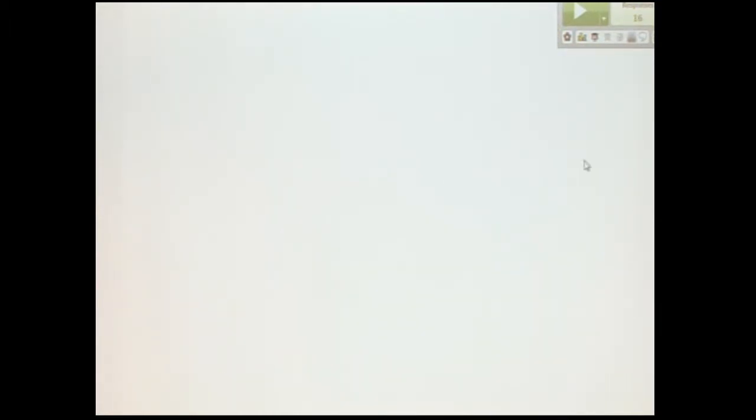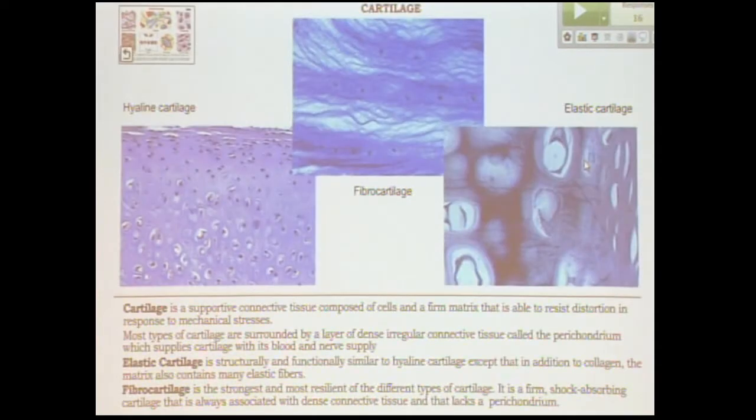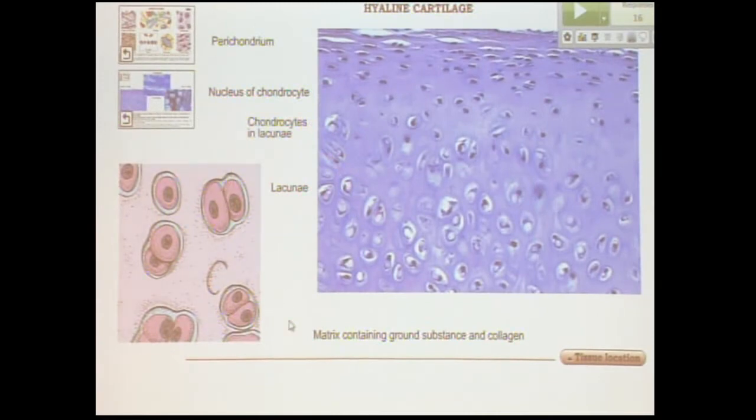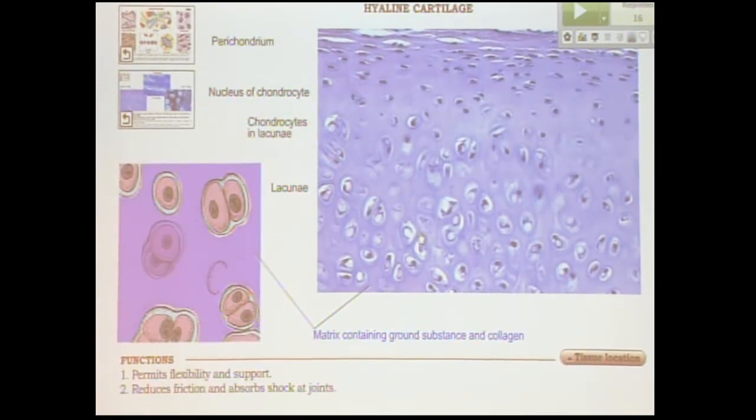All right, so I'm going to do a few kinds of cartilage. First up is our hyaline cartilage. You can see there's quite a few cells in there, all throughout. And the hyaline cartilage gives you flexibility, support, and absorbs shock. So these are between your joints.